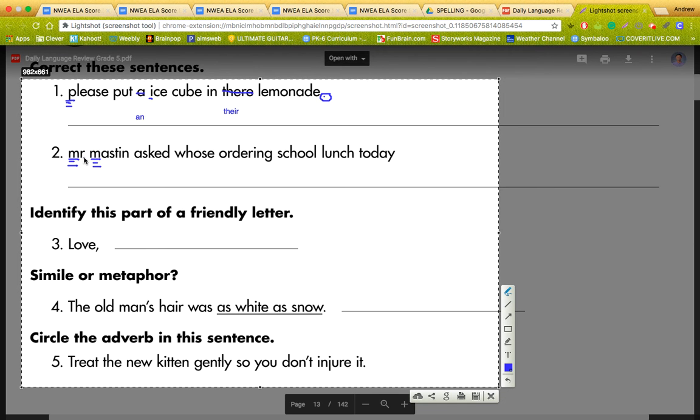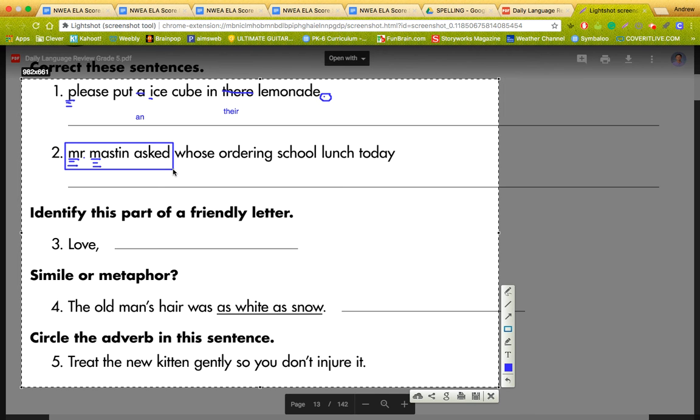Mr., of course, we need a period after that title. Mr. Maston asked, who's ordering school lunch today? Okay, we got done with some of that little stuff. Now let's get to the tricky stuff, the tough stuff. Okay, Mr. Maston asked. Guys, Mr. Maston asked, I'm going to put a box around this because this is the speech tag. This is telling us we have dialogue here, so we're going to need quotations.